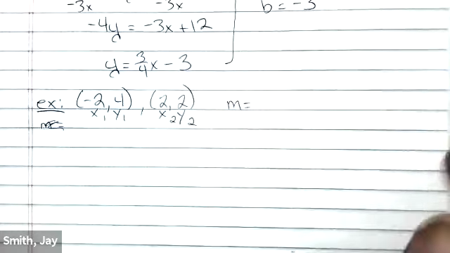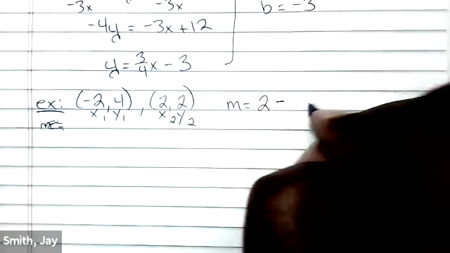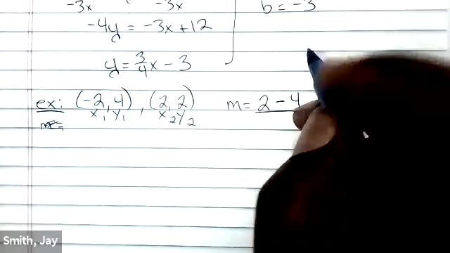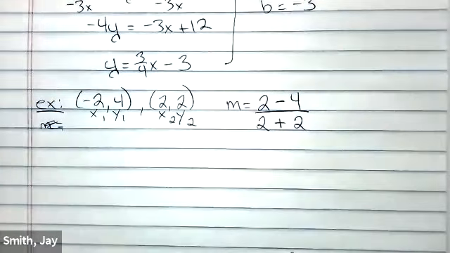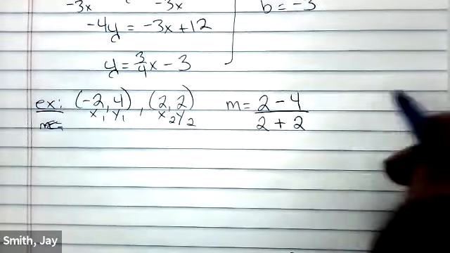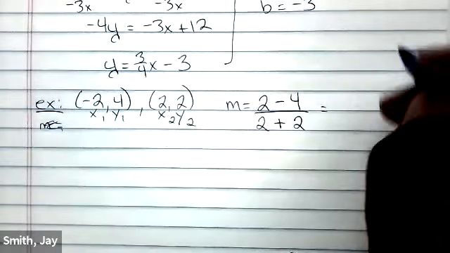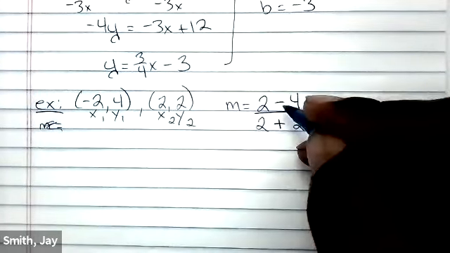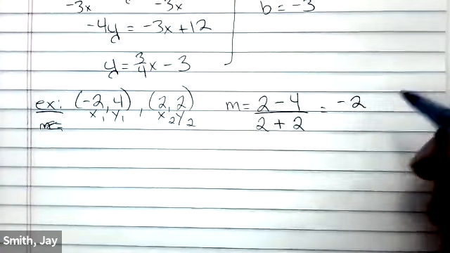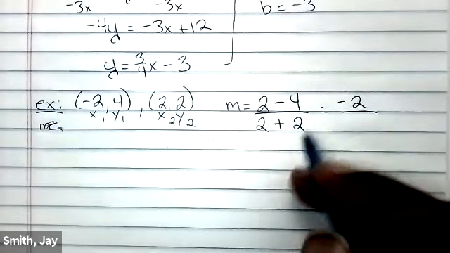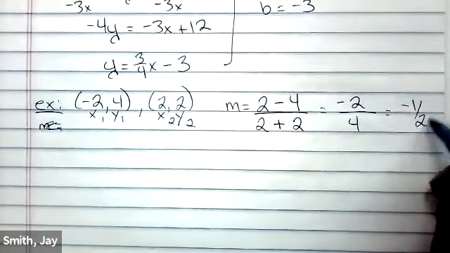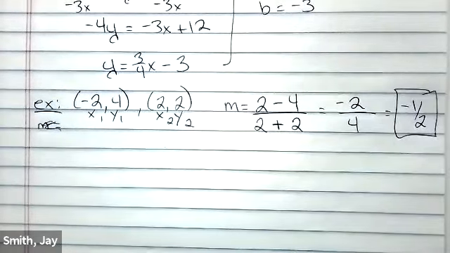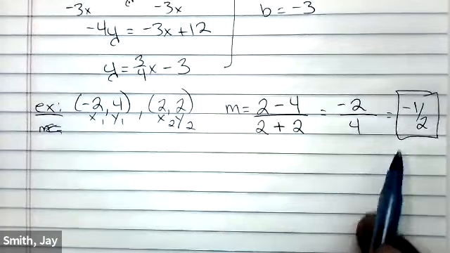So my slope would be y2, or 2 minus y1, 4 over x2, 2 minus x1. So we'll be subtracting a -2. So it's going to be subtracting a negative, or essentially adding. We know 2 minus 4 will give me a numerator of -2. On the bottom, 2 plus 2, 4. This fraction can be reduced down to -1/2. So this is my slope.